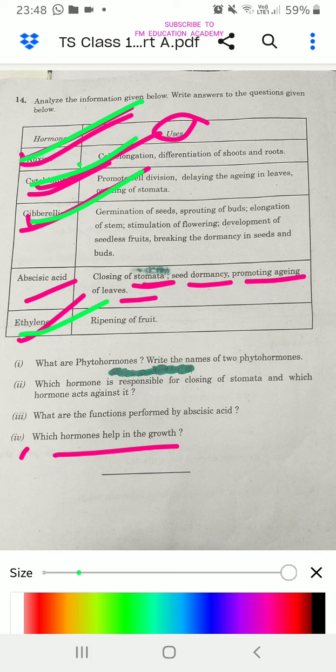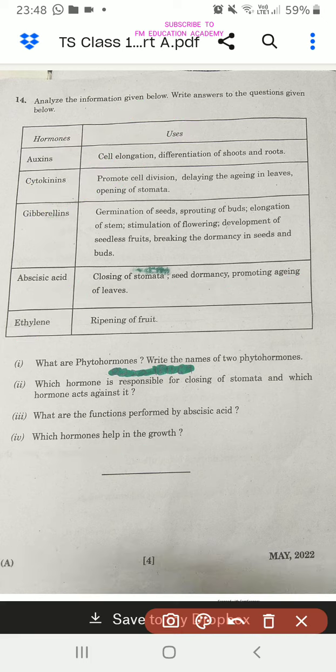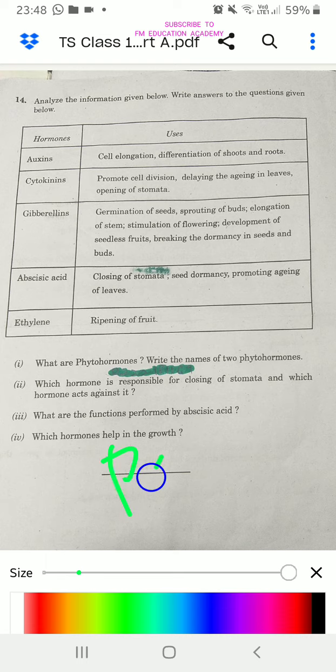Okay, these were the answers for the part A biology Telangana SSC board examination, which was conducted in May 2022.